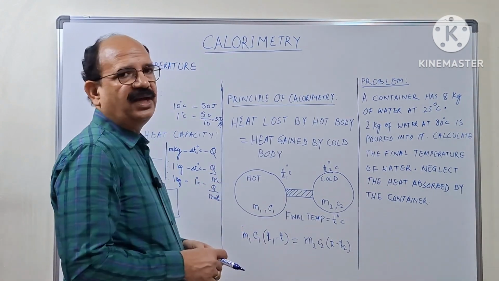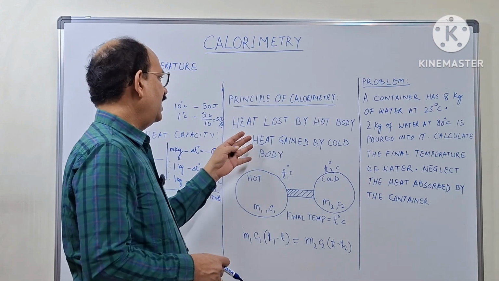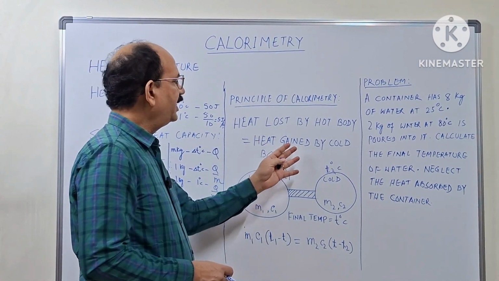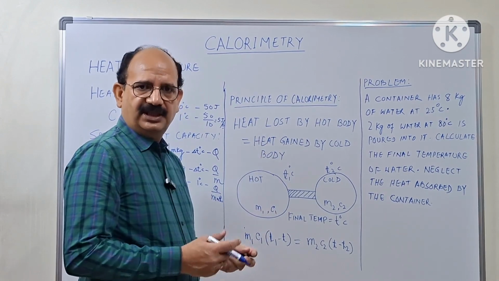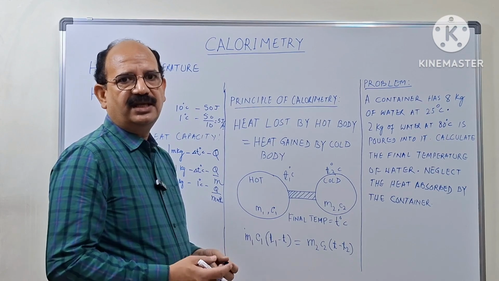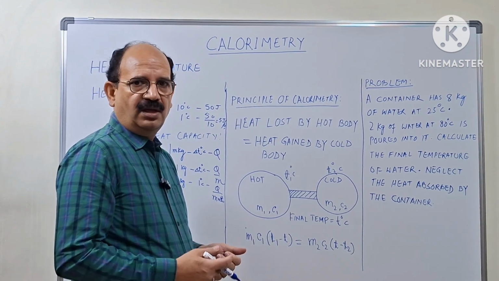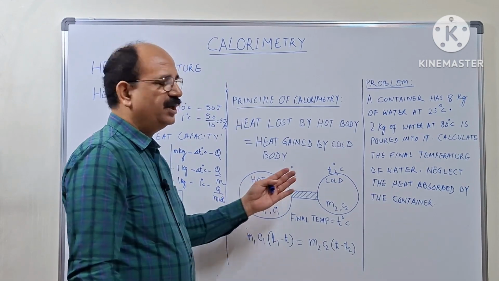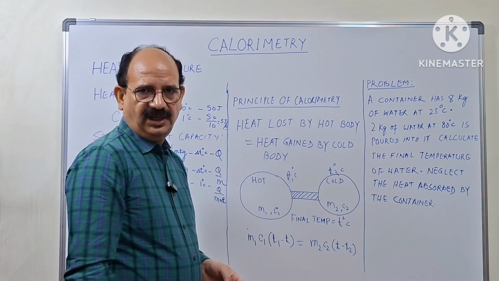So principle of calorimetry says that the heat lost by the hot body will be equal to heat gained by the cold body, with the assumption that heat has not been lost in any other form. It has gone from one body to another body only.